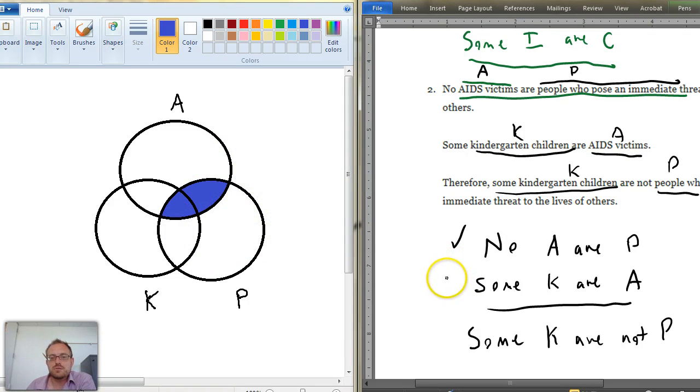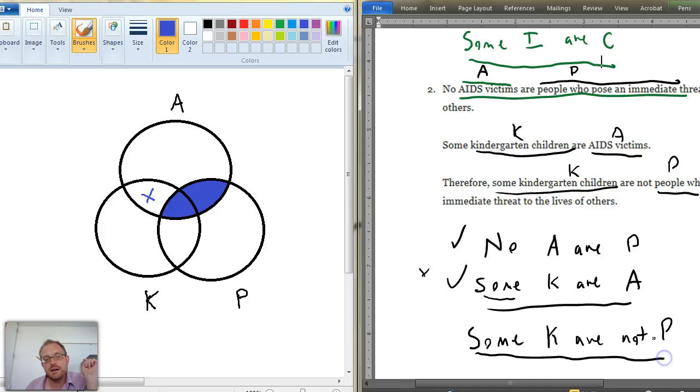Okay, next let's move here to the next one. Some K are A. Since this is a particular premise, I have to use my X. So let's go back here and grab our brush. If some of the K's are A's, where would I put it? I have to put it right here in the middle, right? That's where that would go, because there's at least one K in the universe, and that K is also an A, so it goes right there.